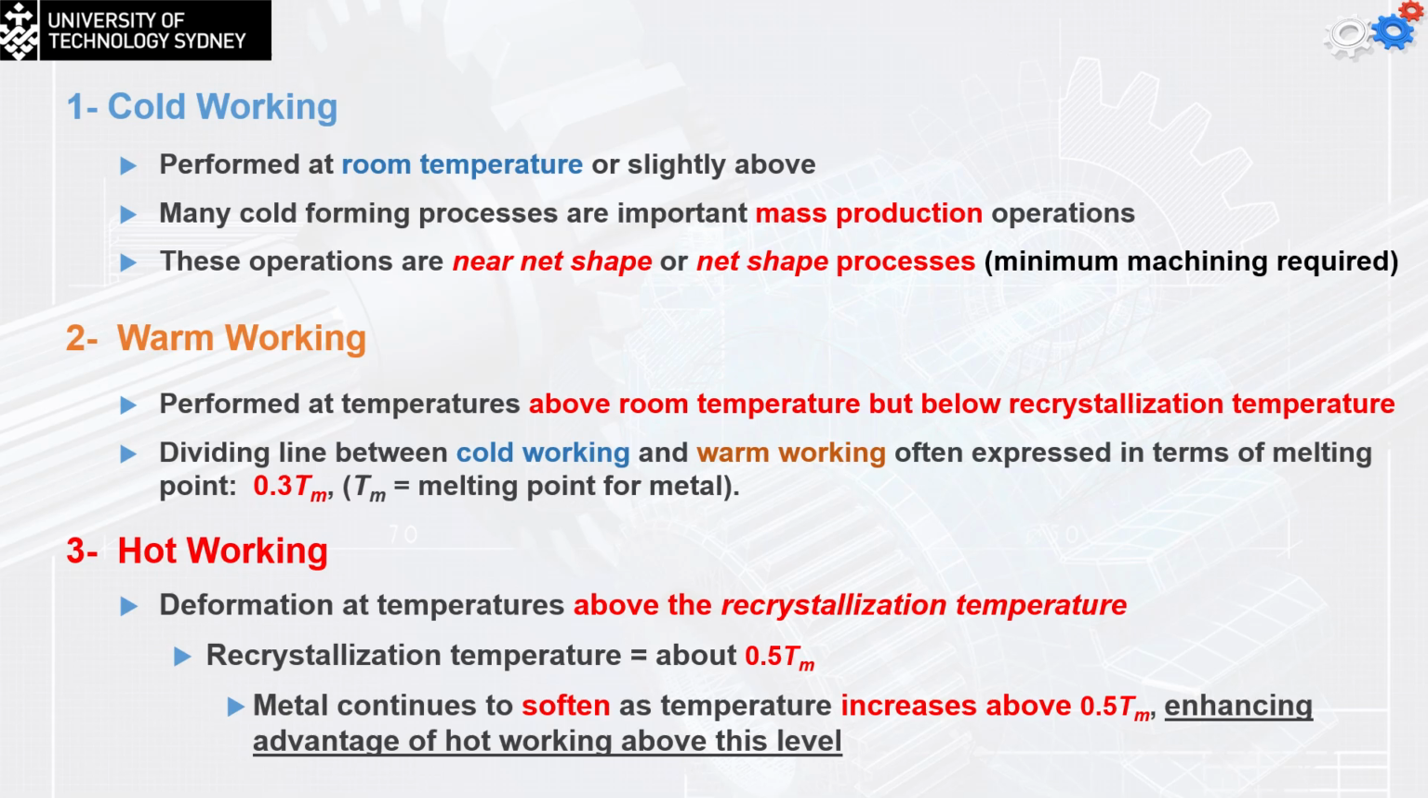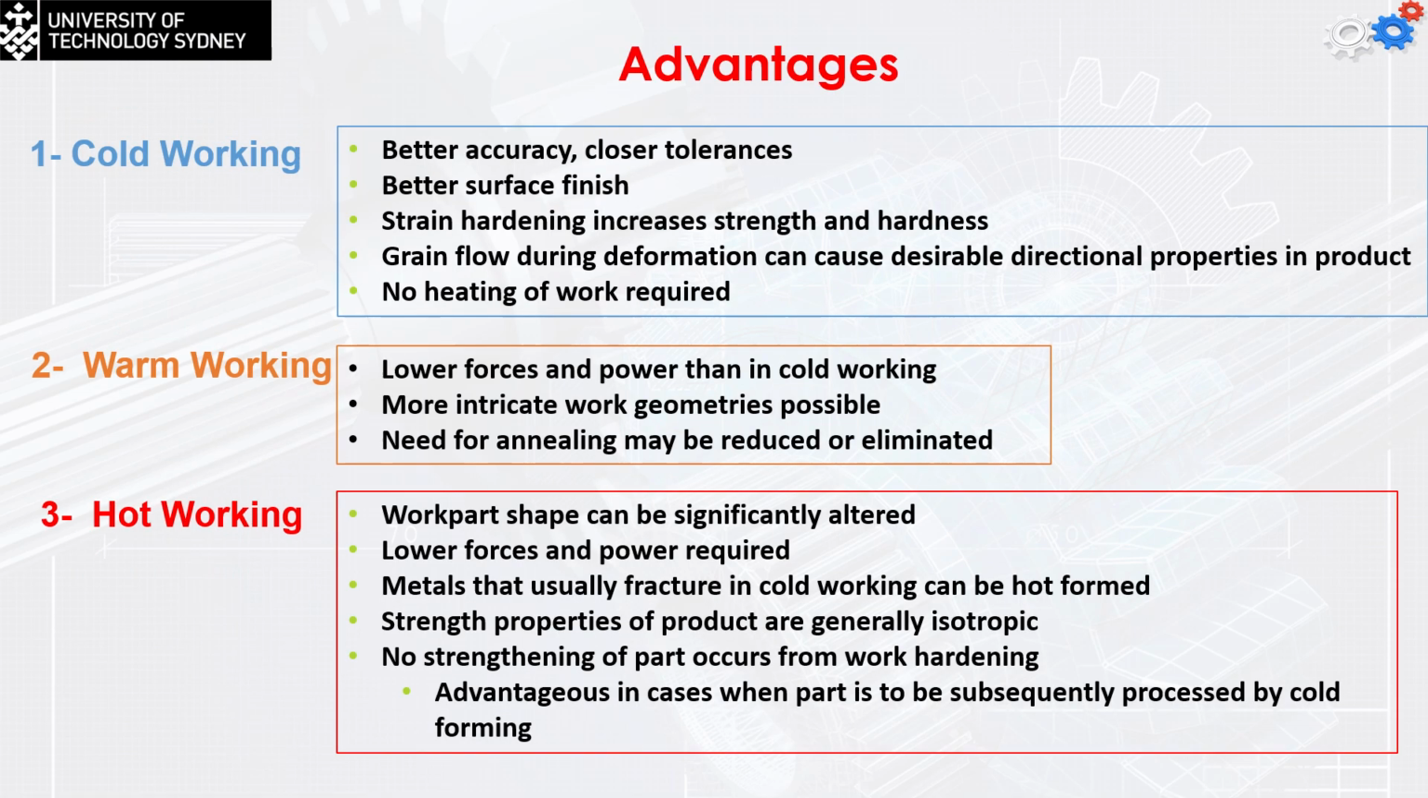So the metal will continue to get softened as the temperature increases above half of the melting point, and this enhances the advantage of the hot working above this level. So at the hot working, we're going to have a perfectly plastic material.